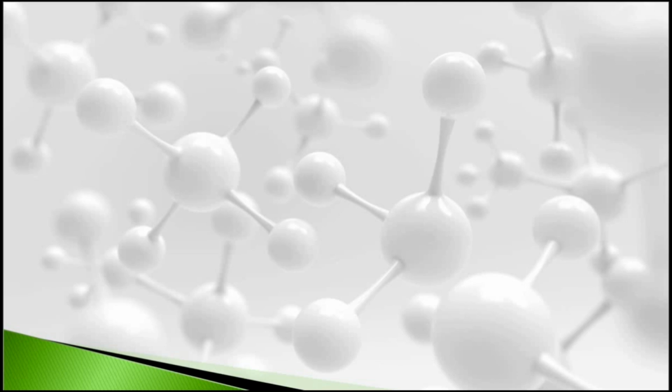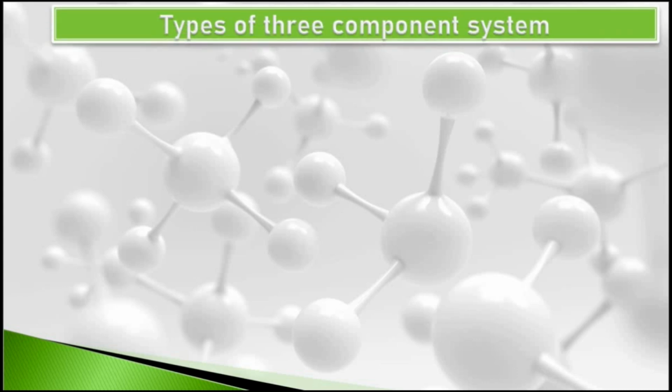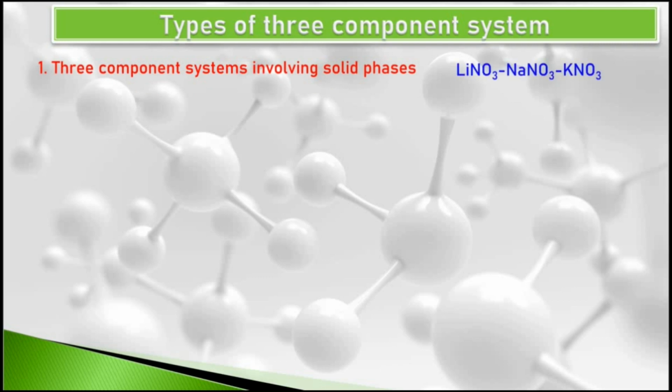Before moving further, let's have an idea about different types of three-component systems. The three components may be solids, or solids and liquid, or all three may be liquids, or in some cases they may even be gases. The first type is a system that involves solid phases. An example is a system consisting of lithium nitrate, sodium nitrate, and potassium nitrate.